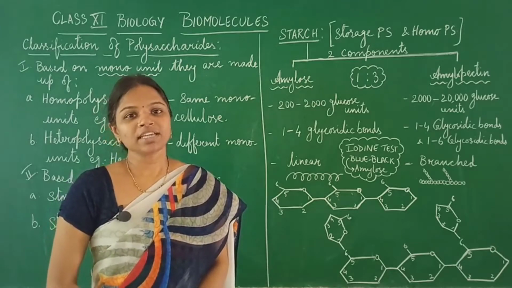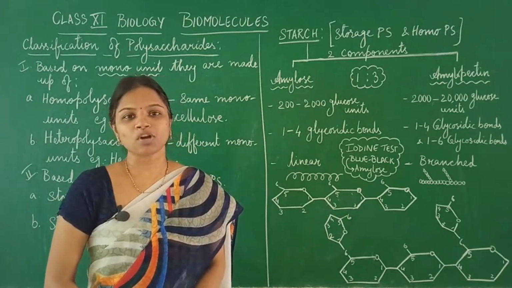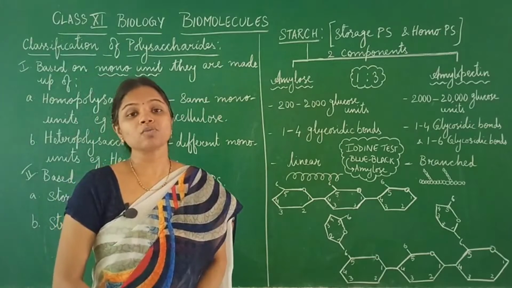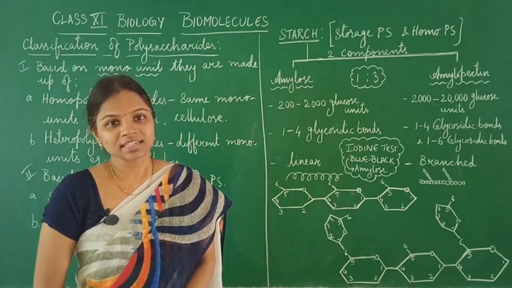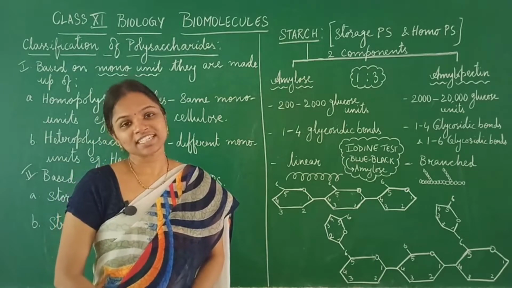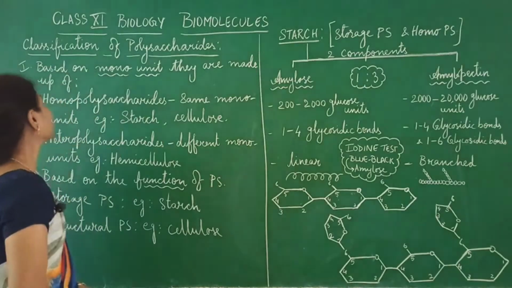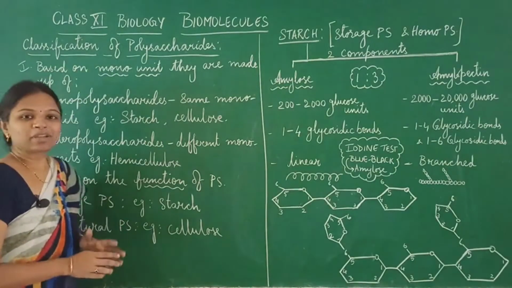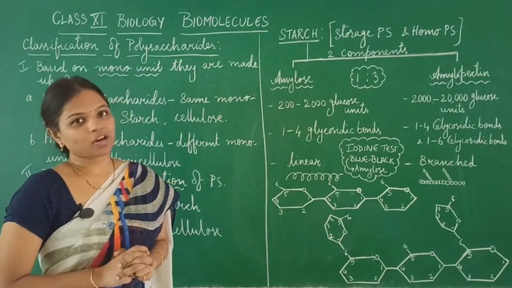Today we will be learning about the classification of polysaccharides. Now what are these polysaccharides? Polysaccharides are the ones which are made up of thousands of mono units. So let us learn their classification in detail in today's video. Now, coming to these polysaccharides, there are basically 2 different types of classifications.